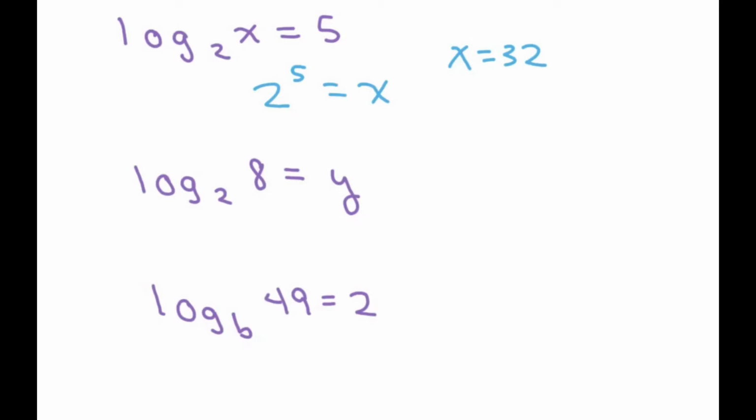This one is 2 to the yth power equals 8. In this case, you can either just do this in your head and realize that y equals 3, because 2 to the 3rd power is 8, or you can write this using the same base, but then you still have to know that 2 to the 3rd power is 8. So we have y equals 3.